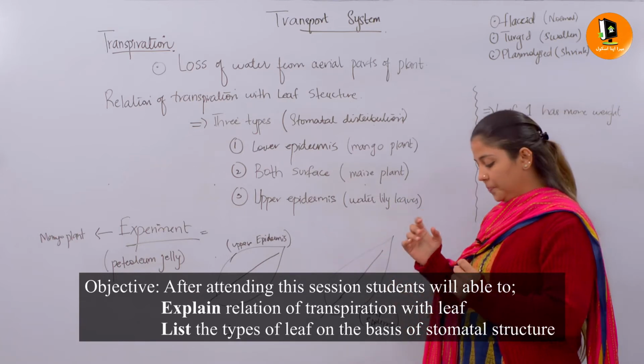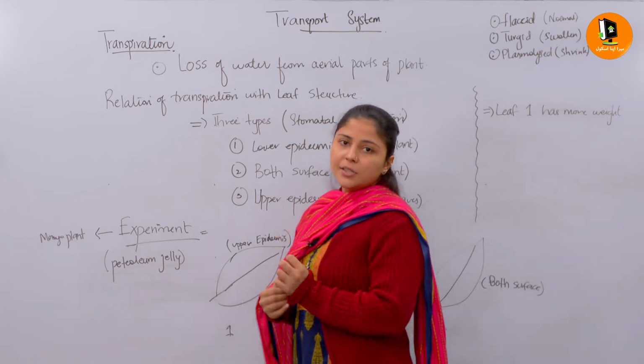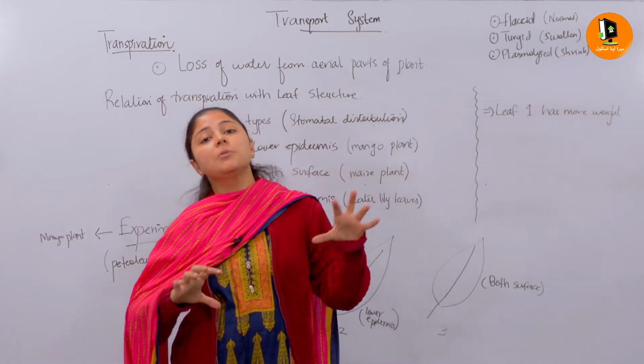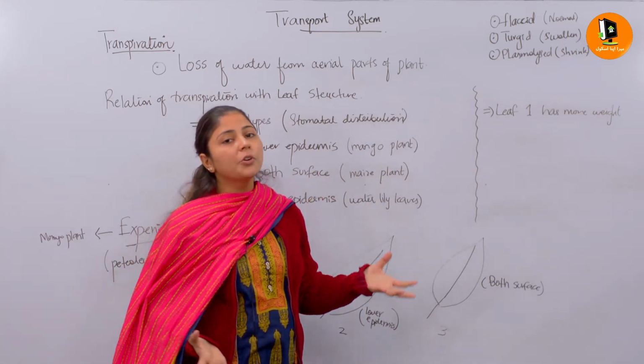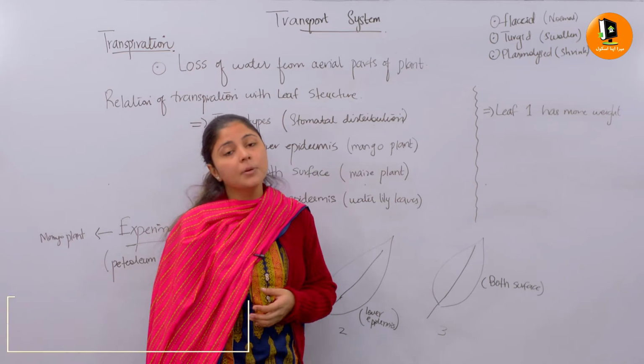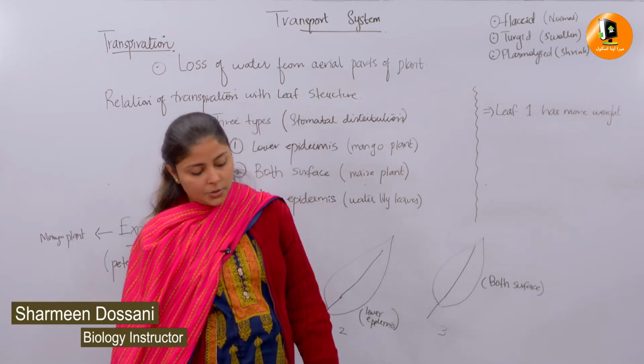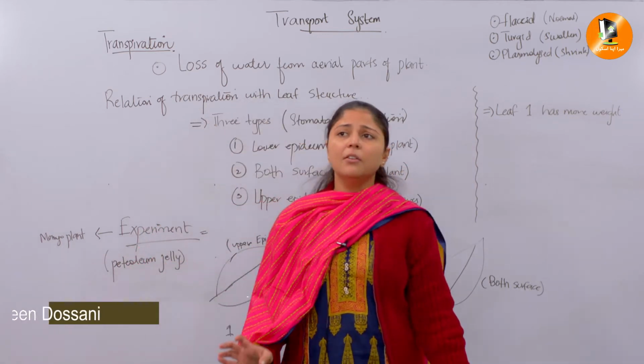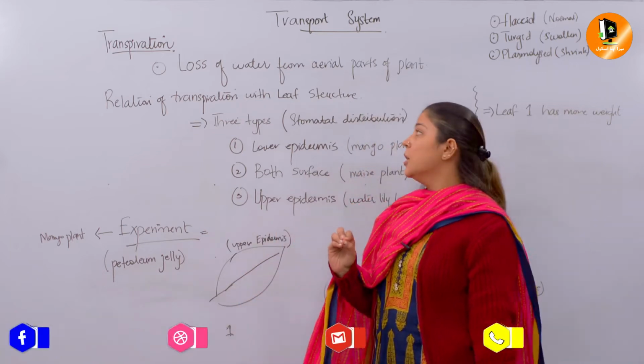Again, I'm back with a new topic: the relation of transpiration with the leaf structure. In our last video, we discussed the concept of transpiration, that it is a loss of water molecules in the form of water vapor through the aerial parts. We discussed this in a very detailed form in our last video.